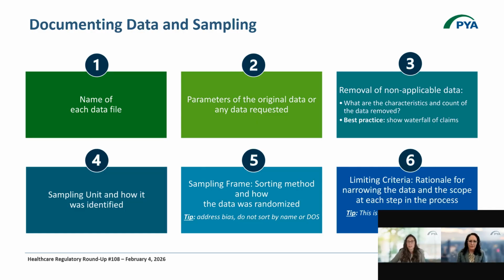Box 5 here addresses sorting. You want to make sure that your data is not sorted in a way that can create unintentional bias, such as sorting by name or date of service. And what this does is it can actually cluster certain claims together, and then that in turn affects the random nature of your audit when you go to sample. And then box 6, sorry, go ahead.